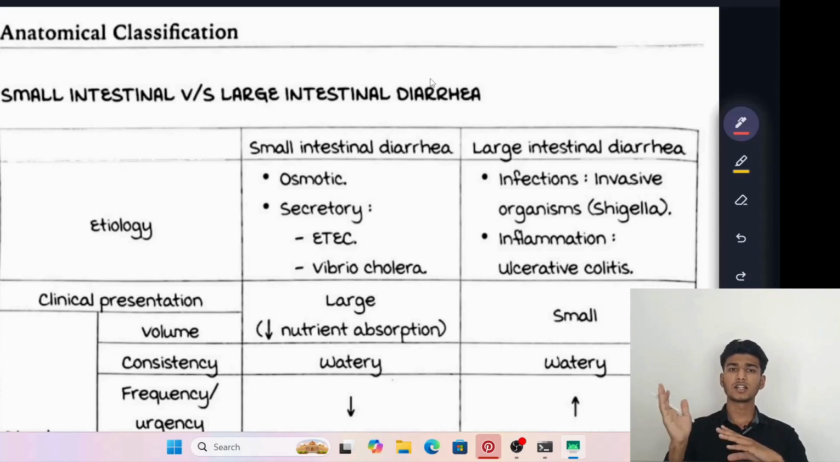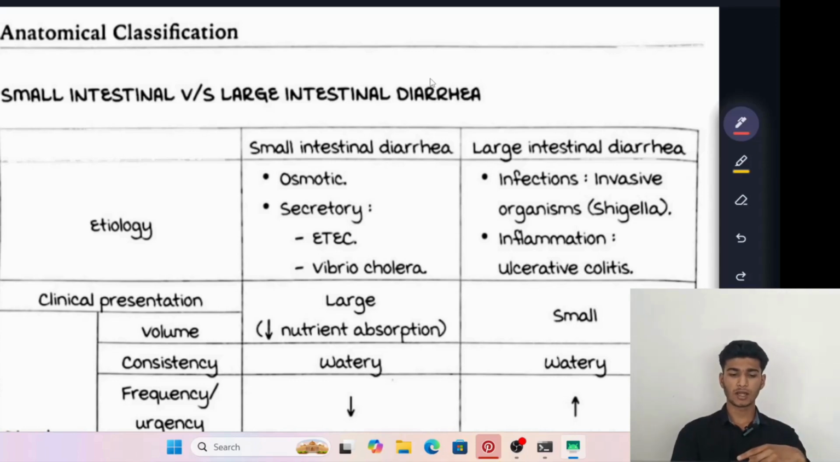And in large intestinal diarrhea, it will be small and dirty. Small and dirty means you will get frequent defecation. You will pass a small amount of stool, very frequently, and it will be dirty. Dirty in the sense that it will contain pus, blood, and mucus. So with this trick, you can remember this.